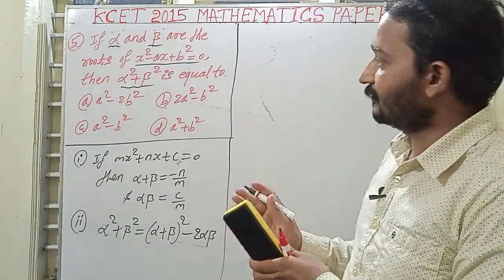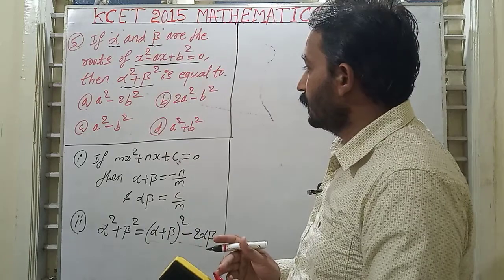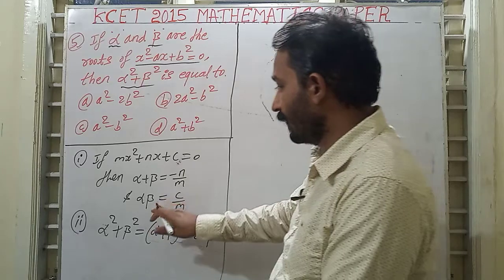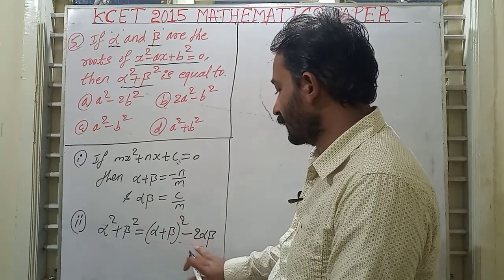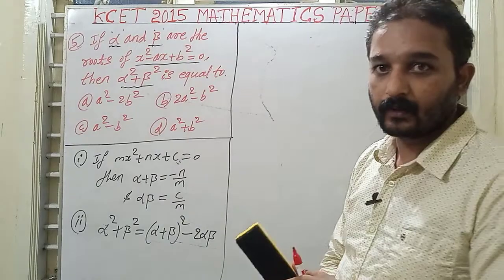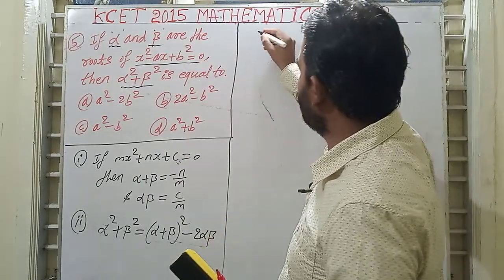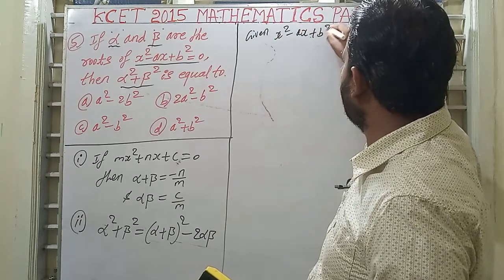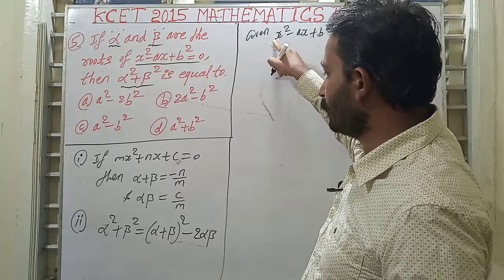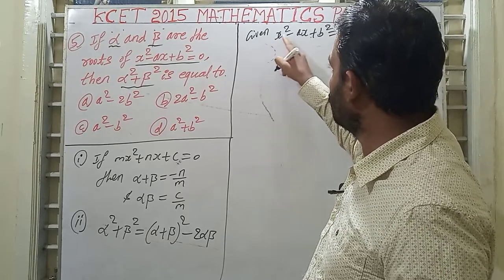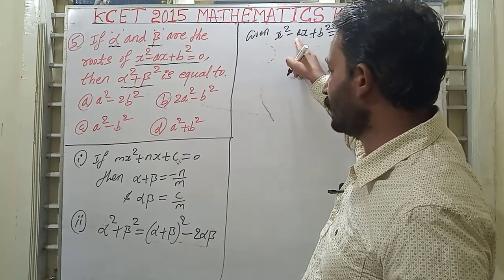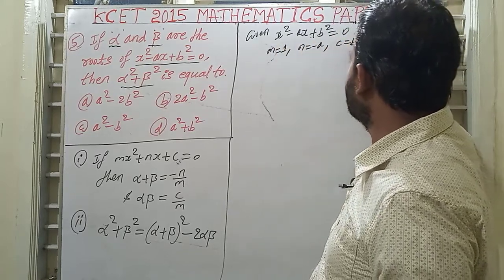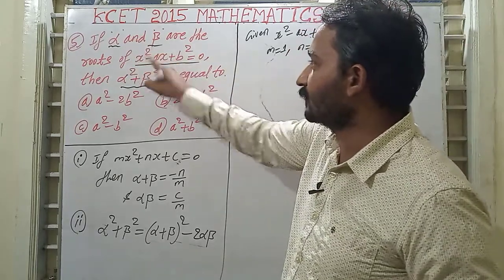So now let us take the given condition first, and then find out alpha plus beta and alpha into beta, and then put the values of alpha plus beta and alpha into beta in this equation, we get the required answer. So first we take the given condition. What is the given? x square minus ax plus b square equal to 0. So in this case m is 1, n is minus a, c is b square. So now alpha and beta are the roots of this quadratic equation.